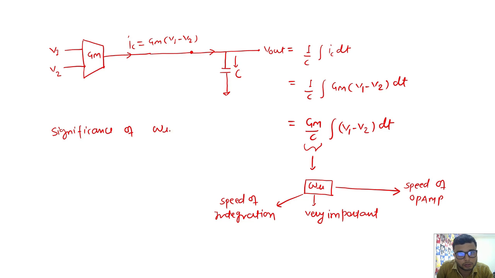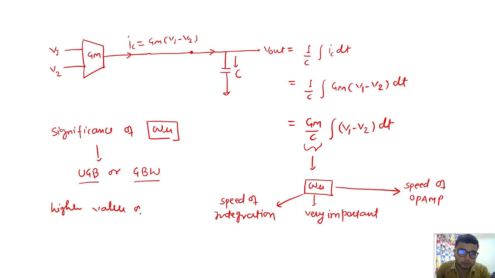You will see the significance of omega u later in the coming videos, that this particular thing is nothing but known as the UGB also, unity gain bandwidth, or gain bandwidth product, GBW. So this is also known as UGB and GBW, and we are always thinking to design a higher value of omega u. Okay, a higher value of omega u means we have landed at a good op-amp, or indirectly we are designing a good integrator.